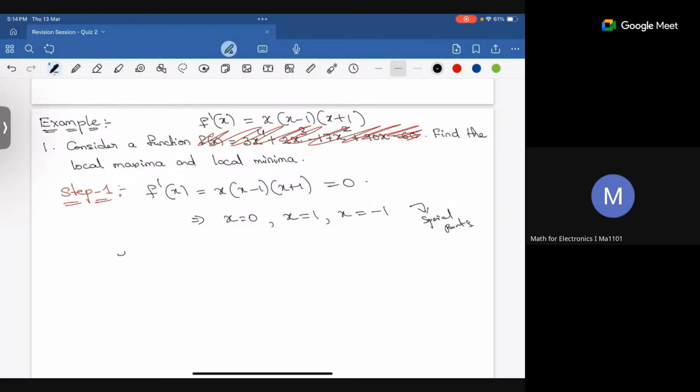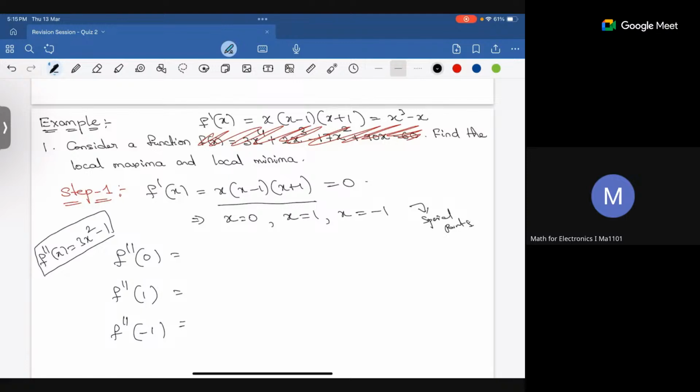Once you have the special points, the second thing is you have to check the signs of f double prime of 0, f double prime of 1, and f double prime of minus 1. For that, you have to take the derivative of this function. F prime of x is simply x cube minus x. If you multiply all three, you will see that it is x cube minus x. And if you take the derivative, f double prime of x will be 3x square minus 1.